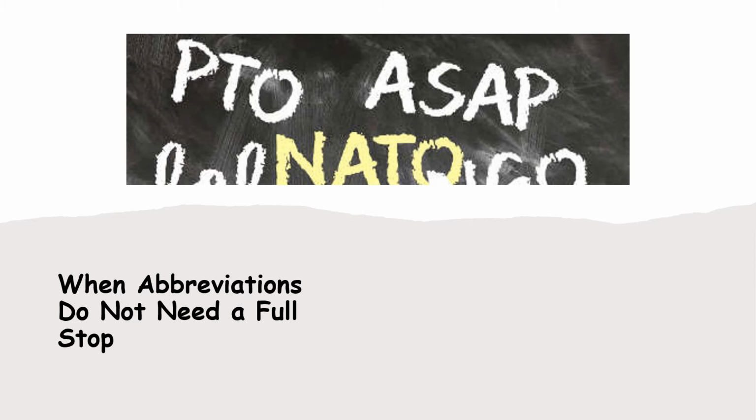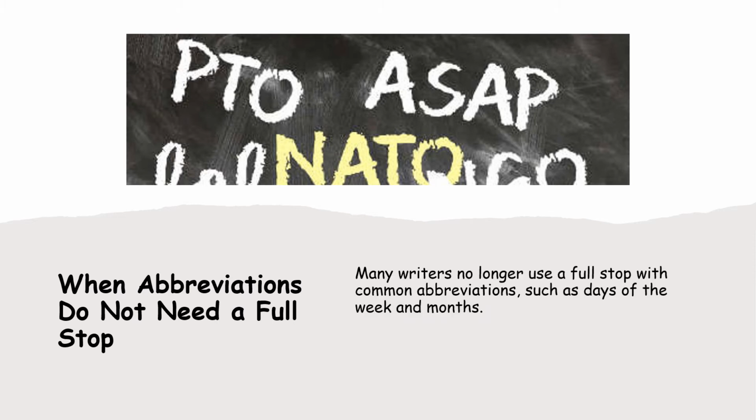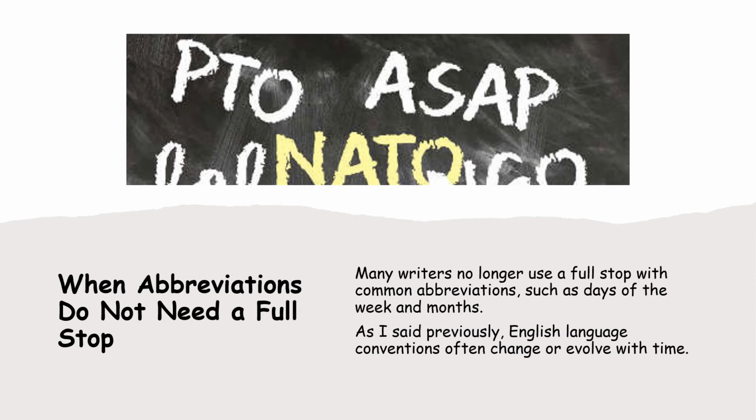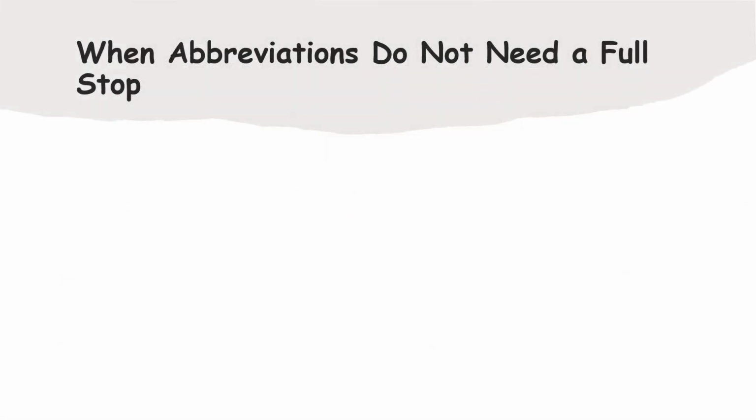Let's talk about when abbreviations do not need a full stop. Many writers no longer use a full stop with common abbreviations such as days of the week and months. As I said previously, English language conventions often change or evolve with time. So days of the week and months, when abbreviated, do not need a full stop. Here, for example, we have Monday becoming Mon and January becoming Jan.